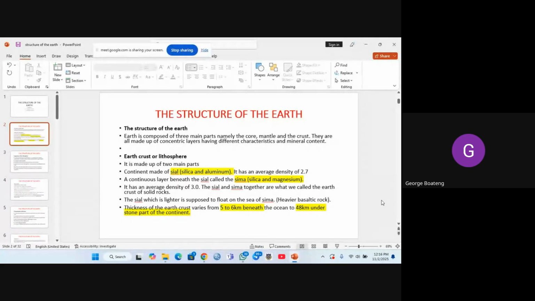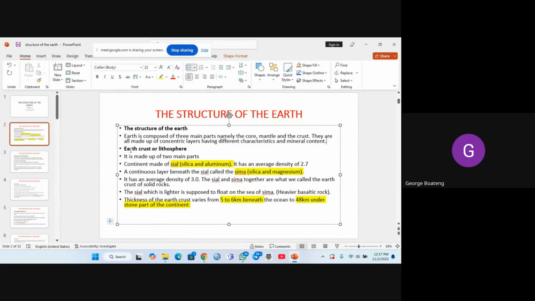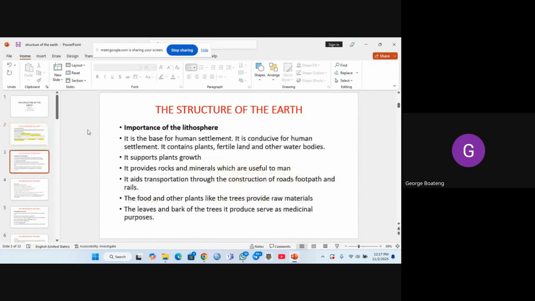Don't get confused, because when we were talking about the divisions or the spheres of the earth, we talked about the lithosphere as one of the spheres. Yes, here too, it is one of the components of the internal structure that we have. And if you don't see lithosphere, you will see what is called crust, and they are basically the same.